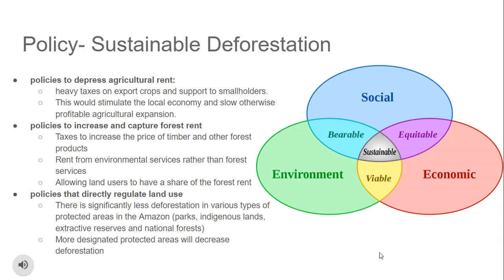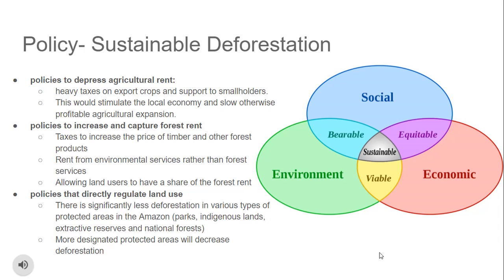Another policy that may work is to increase and capture forest rent. This raises taxes to increase the price of timber and other forest products. This makes the rent come from environmental services rather than forest services, allowing land users to have a share of the forest rent. The last policy change is to directly regulate land use.